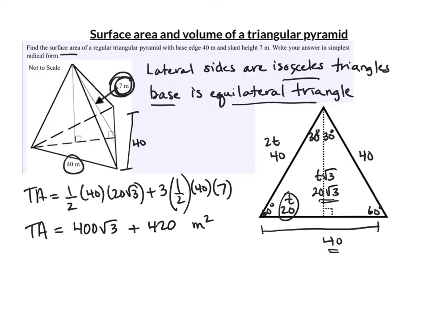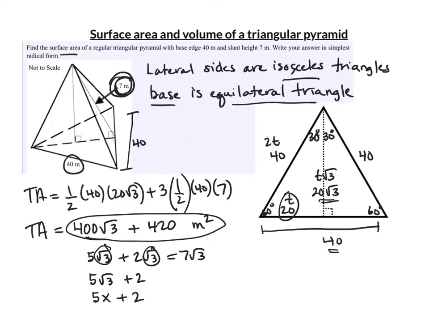Quick reminder, you can only add square roots if they're like terms. If I ask you to add 5 root 3 and 2 root 3, you can do that. That's 7 root 3. If I ask you to add 5 root 3 and 2, you can't do that. They're not like terms. It's just like asking you to add 5x and 2. You can't add 5x and 2. You can't add 5 root 3 and 2. The root parts must be the same in order to add roots. So 400 root 3 plus 420, you can't simplify that unless you approximate and make it a decimal.